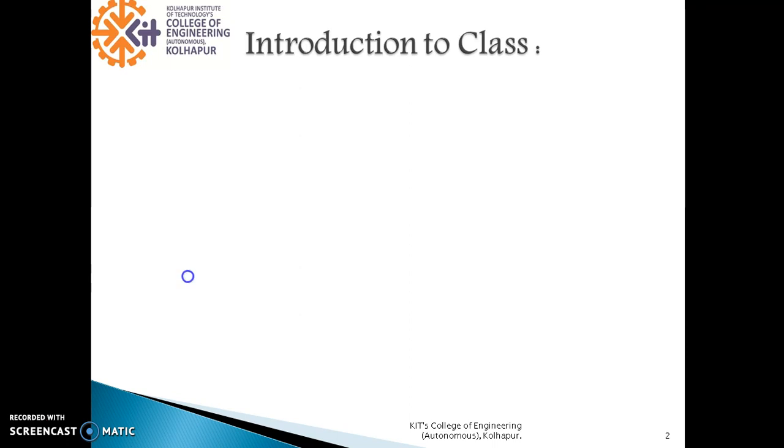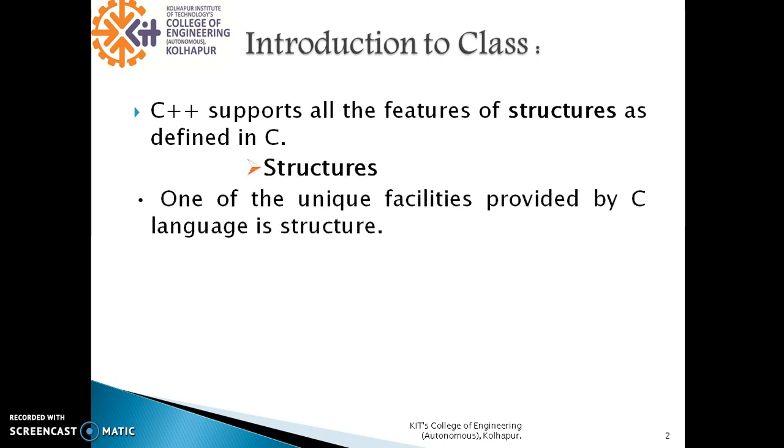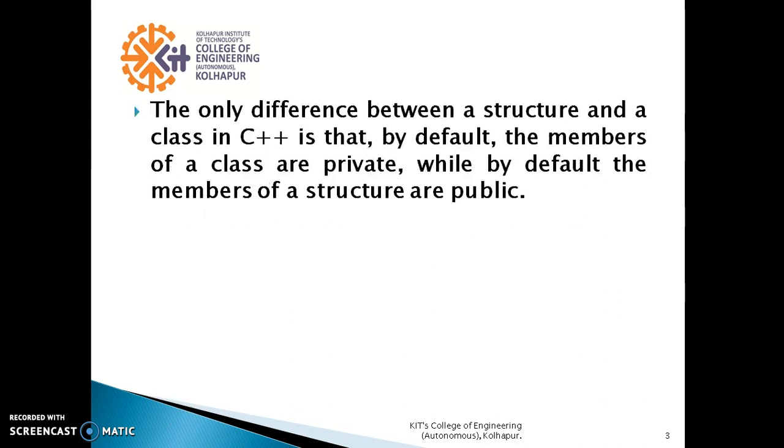First, I will give an introduction to the class. A class is similar to the structure defined in C. A structure is a group of dissimilar data types, but it has a limitation, that is, it does not allow data hiding. But in C++, the data hiding feature is supported by the use of class.